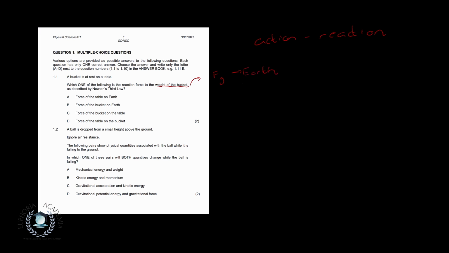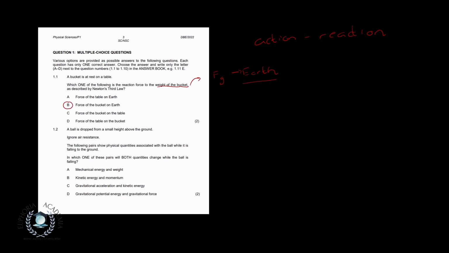All right, so let us go through our options there. So we have the weight of the bucket. So what will be the action reaction pair? Well, we see that two of them have to do with the Earth. So will it be the force of the table on the Earth? No, we're speaking about the bucket here. So essentially, it will be the force of the bucket on the Earth. So B is our answer.